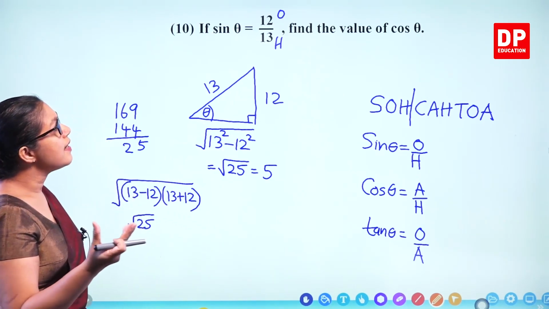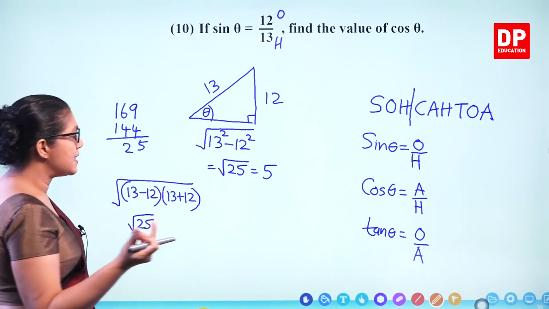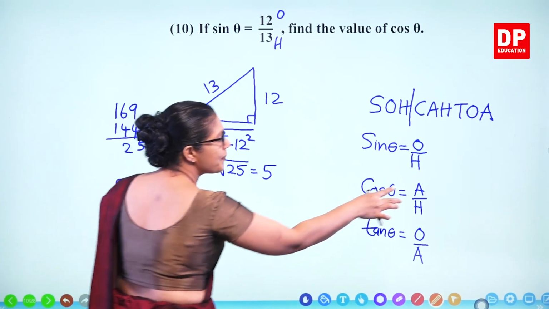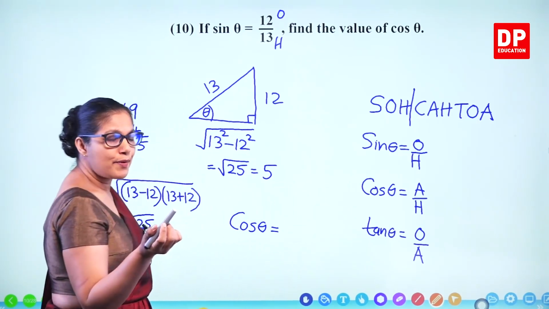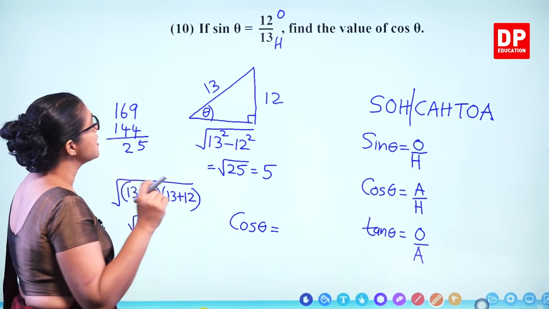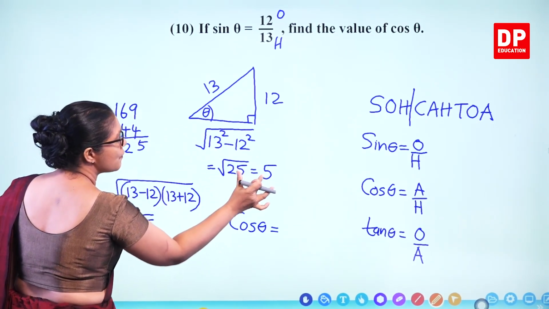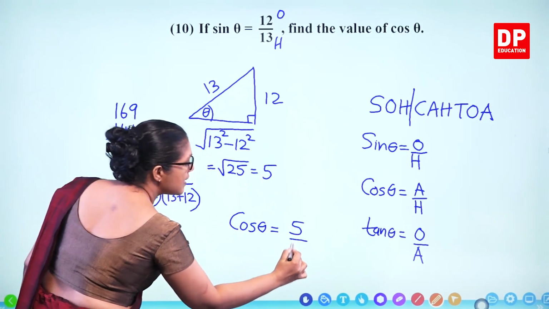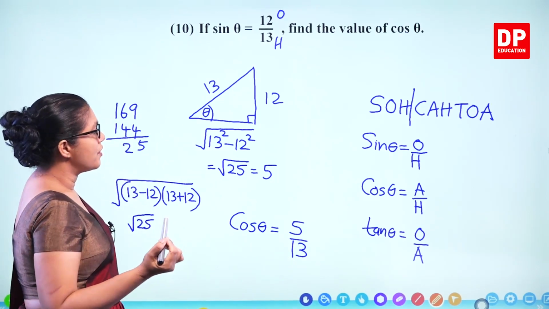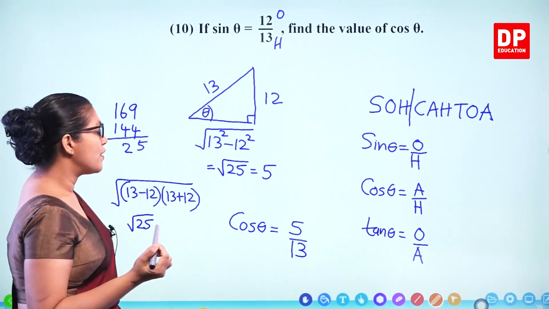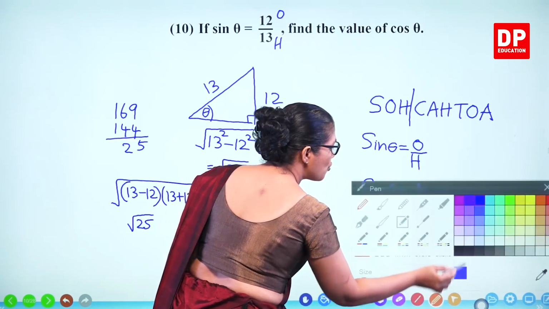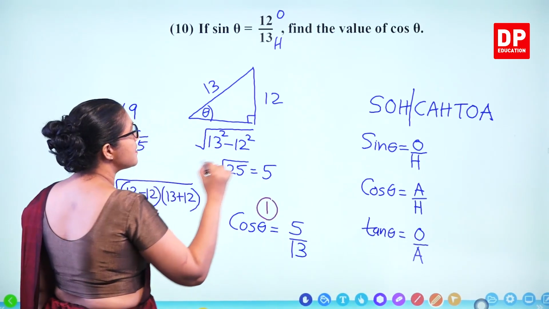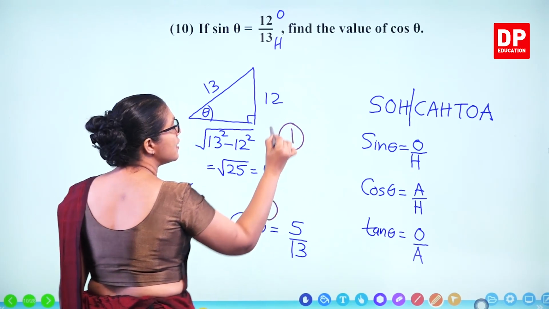Now they are asking what's the value of cos theta. So what's the cos theta value? According to the ratio, this is adjacent over hypotenuse. So what's adjacent to this angle? That's 5. What's the hypotenuse? That's 13. So the ratio becomes 5 over 13. So 2 marks again. 1 mark for the answer and 1 mark for the method.